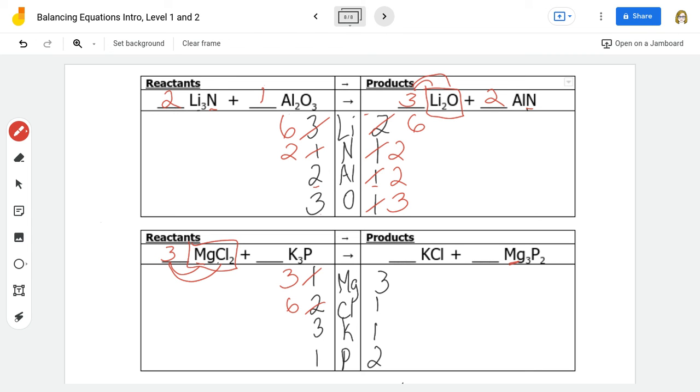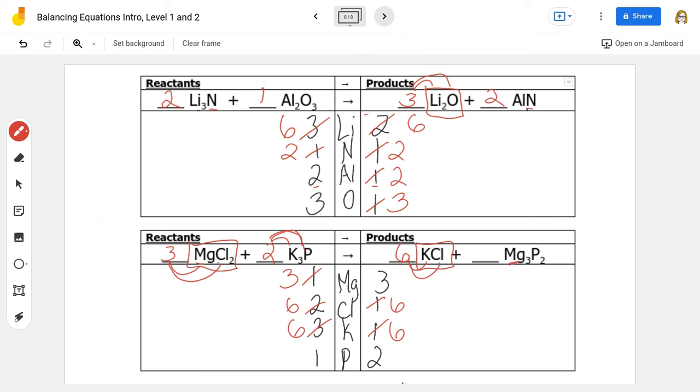Since I now have 6 Cls, I'm going to go over here and try to fix this Cl on the product side. So I'm going to need 6 there. And that will give me 6 chlorine on the product. It'll also give me 6 Ks because the 6 goes to both. I'm going to try to get 6 Ks at the beginning. So I'm going to need a 2 here. So that will give me 6 Ks.